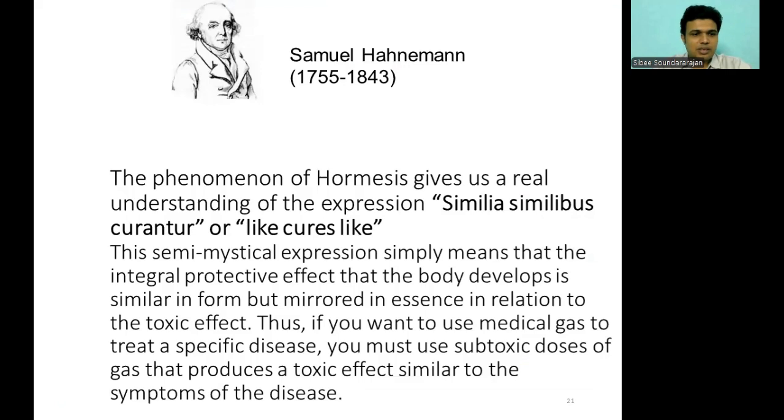We have just understood the essence of the famous aphorism of the founder of homeopathy, Hahnemann, similia similibus curantur, or like cures like. The semi-mystical expression simply means that the integral protective effect that the body develops is similar in form but mirrored in essence in relation to the toxic effect.